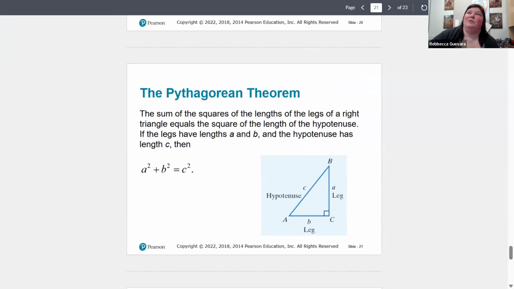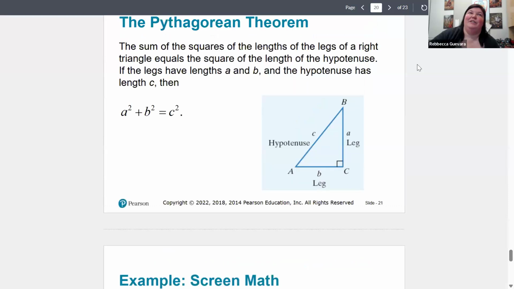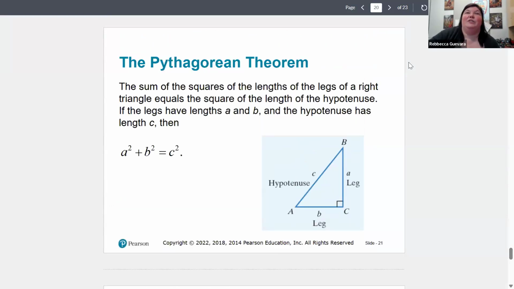All right, because this wasn't from your homework, this is why I threw this one in here. The sum of the squares of the length of the legs of a right triangle equal the square of the length of the hypotenuse. This is Pythagorean theorem. If legs have length A and B, the hypotenuse has length C. So we know, like I said, by Pythagorean theorem, that A squared plus B squared equals C squared. So if I know this and this, I can use it to find C.